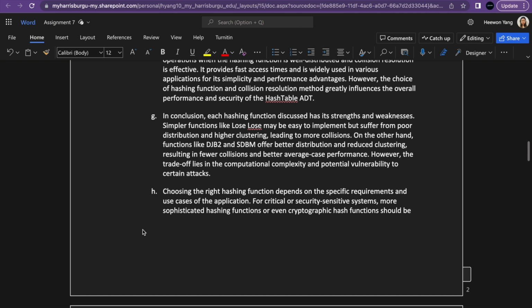Simpler functions like lose-lose may be easy to implement but suffer from poor distribution and high clustering, leading to more collisions. On the other hand, functions like DJB2 and SDBM offer better distribution and reduced clustering, resulting in fewer collisions and better average case performance. However, the trade-off lies in the computational complexity and potential vulnerability to certain attacks.